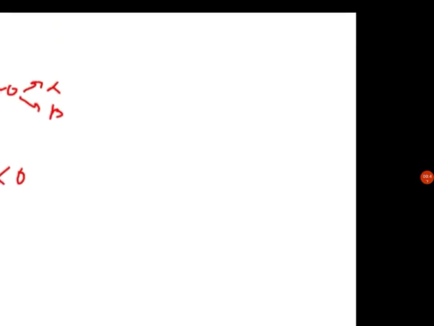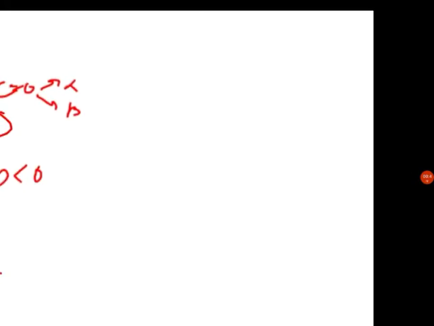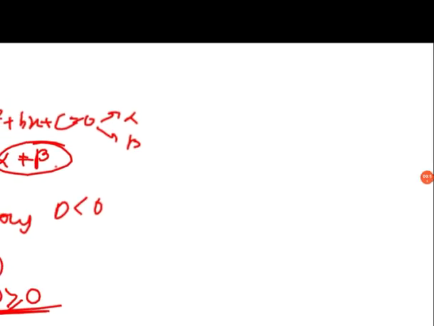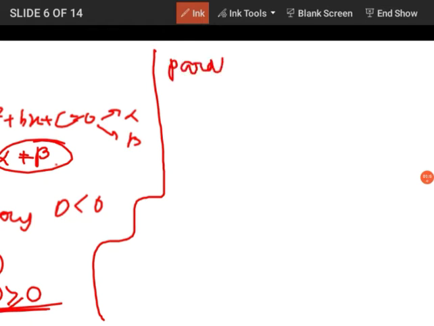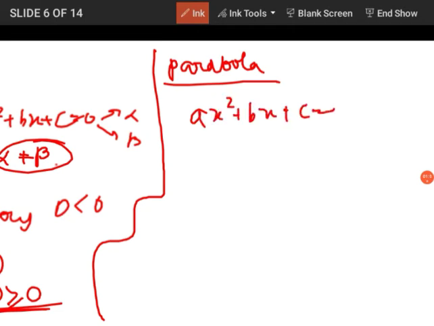Now let's have a look at the graphs of this nature of roots. But before that I want to talk a bit about the parabola, not necessary, but for the interest of mathematics. Parabola, not much, very little. One basic thing is that the graph of the quadratic equation ax square plus bx plus c is a parabola.